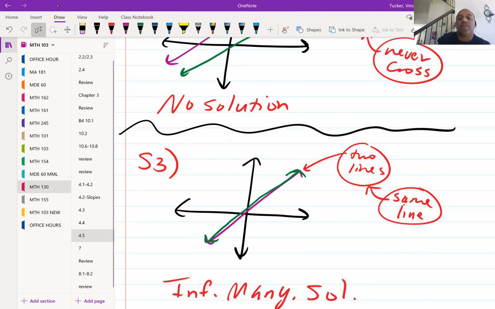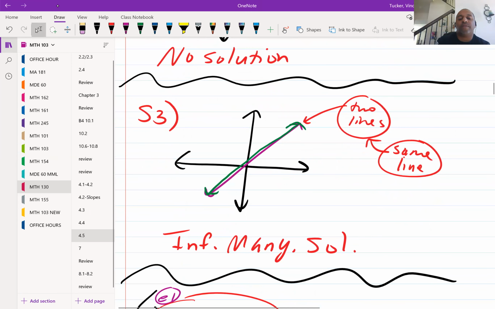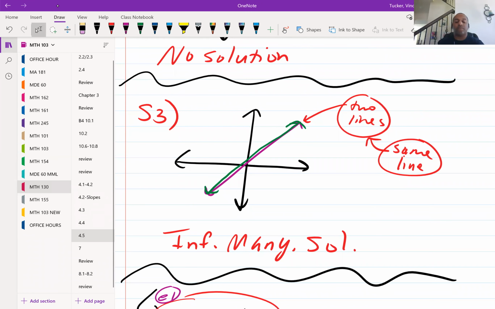All right, questions before we go graphing? Now, when we start graphing, you would use the same graphing methods that you would when you graph just one line. You're just doing the same thing for two lines on the same plane.